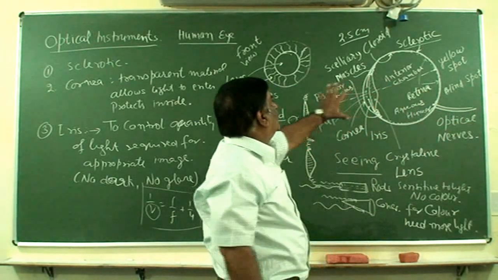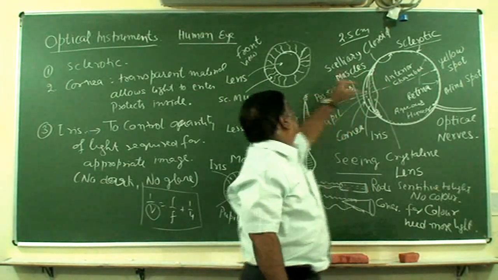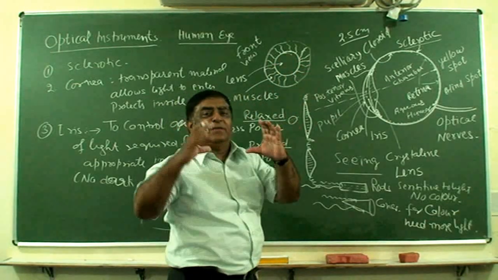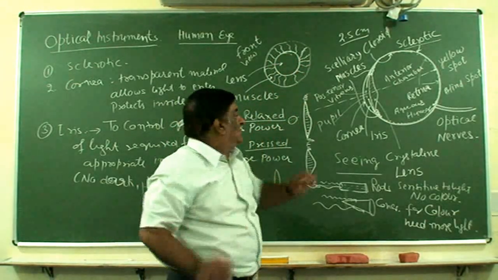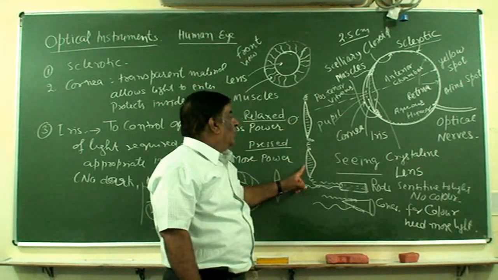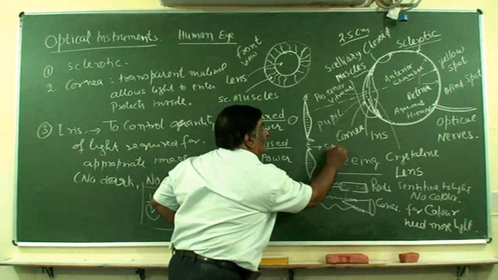So we have almost covered each and every part. Ciliary muscles: when the signal is received from the brain, these muscles are able to press the lens and make it more powerful. So whenever the lens is more powerful, the muscles are stressed.